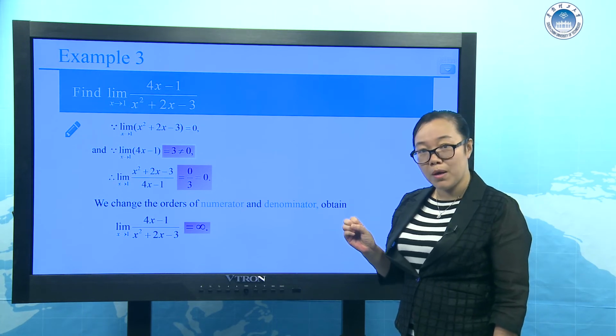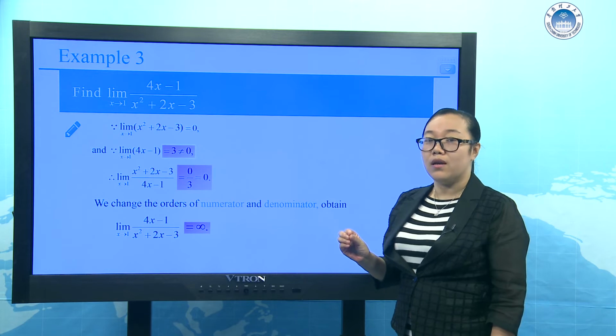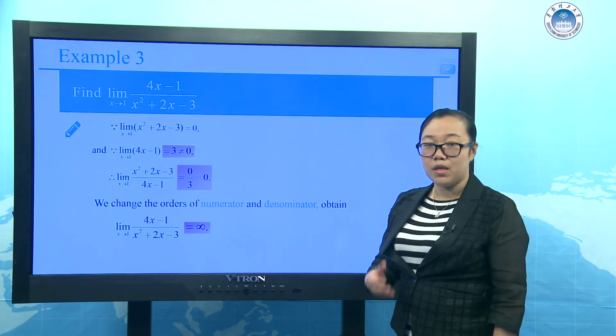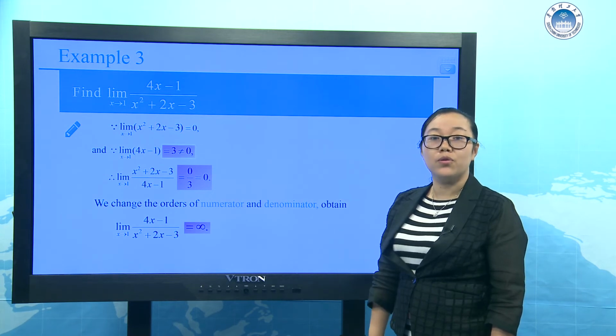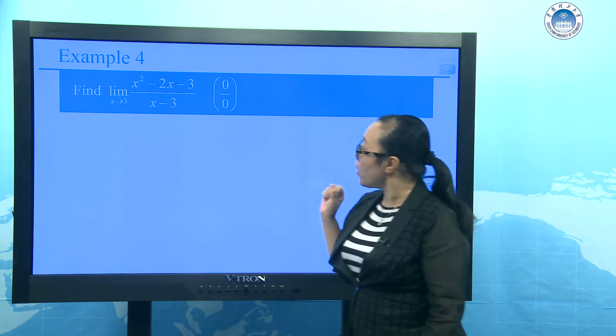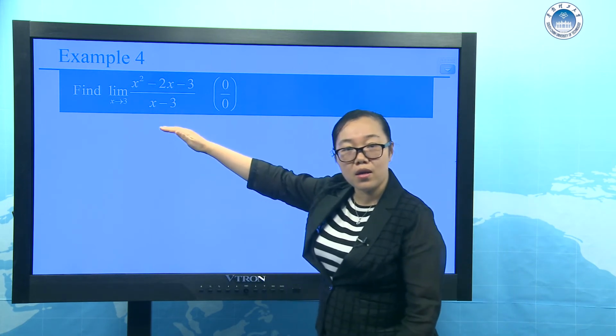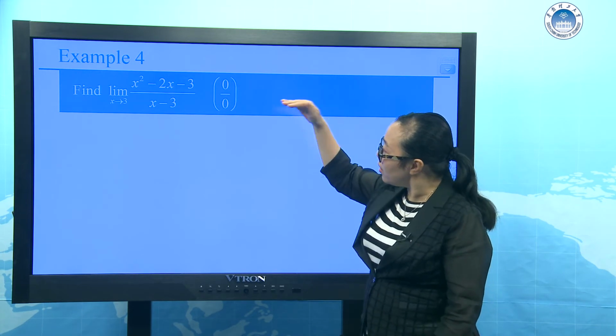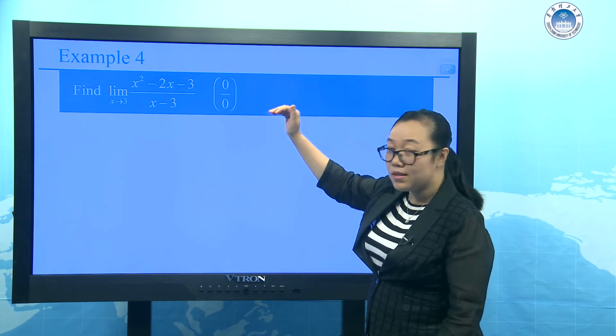Why? Do you remember? If the limit exists, it is some real number. Infinity means some tendency, not a real number. Now look at example 4. Try to find the limit as x tends to 3. We can check. Yes, it is the limit of f over g.